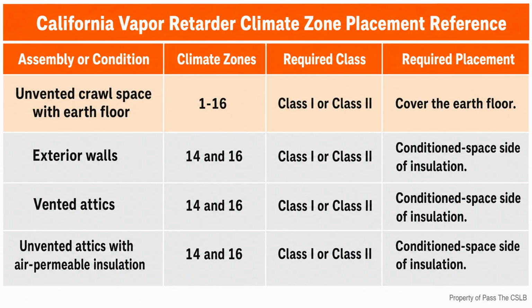The crawl space rule answers a different moisture source. The exposed earth is the source, so the vapor retarder covers the earth floor of the unvented crawl space. This applies across all 16 California climate zones. The important distinctions are unvented crawl space, earth floor, and Class 1 or Class 2. Leaving out any of those conditions changes the statement.